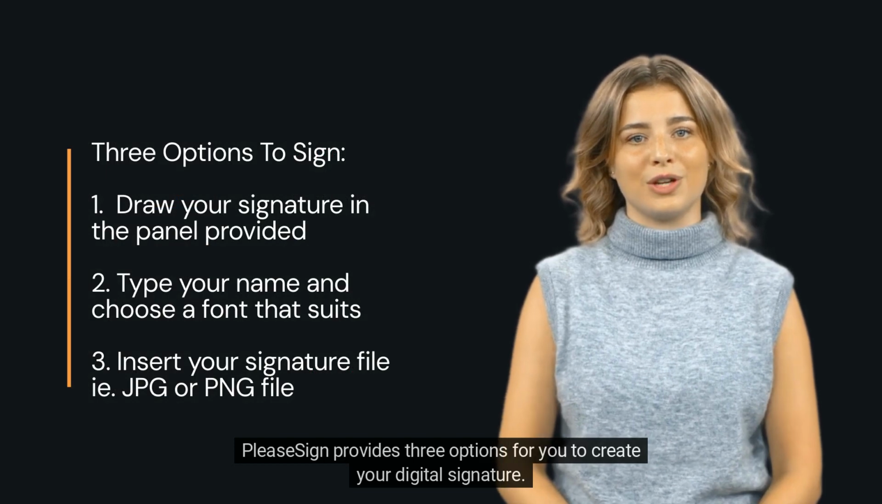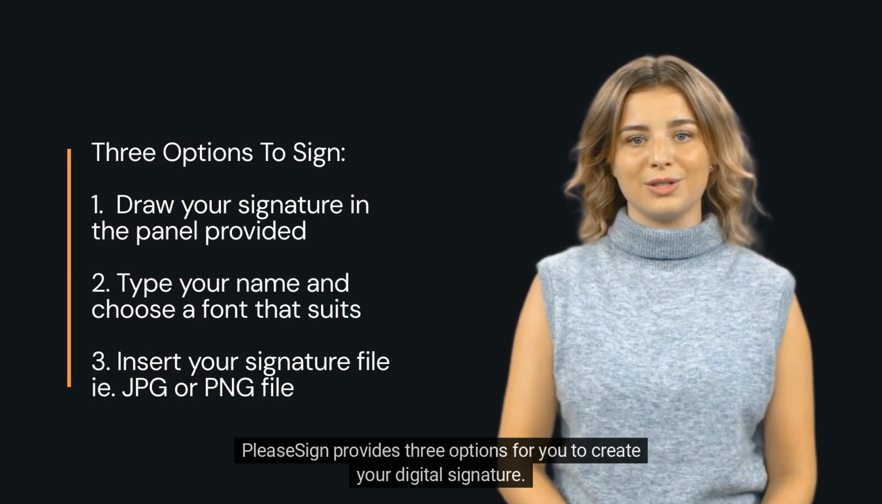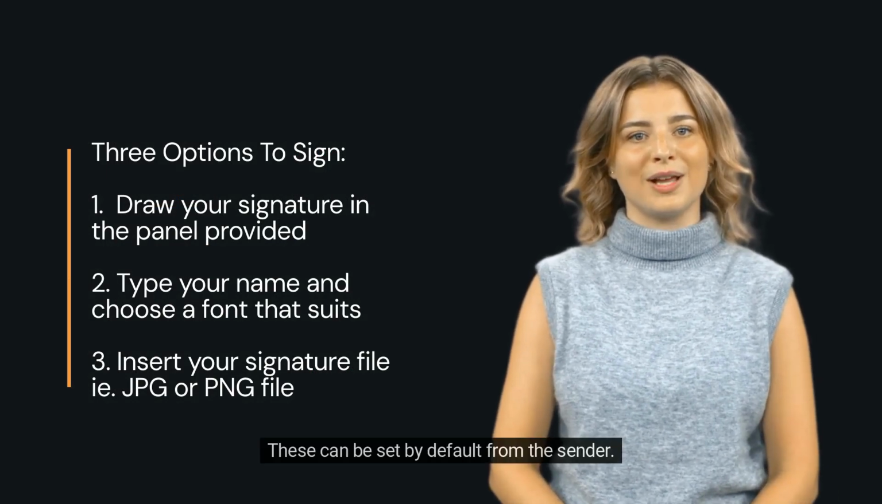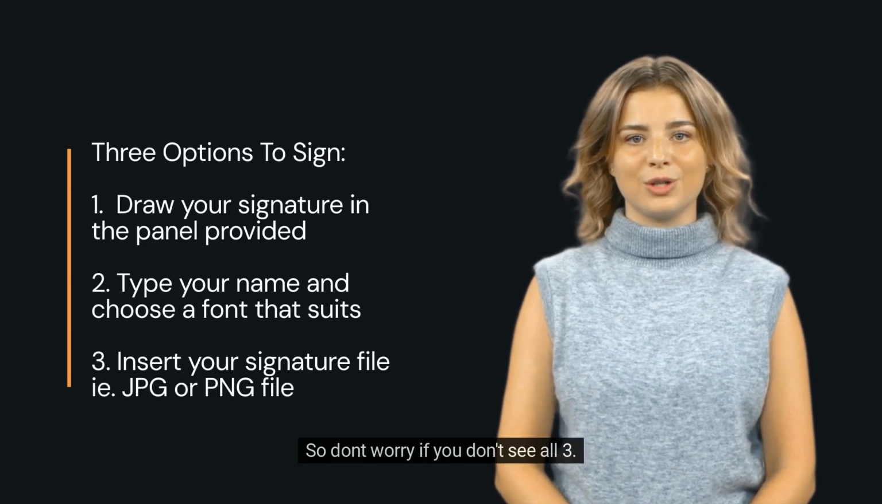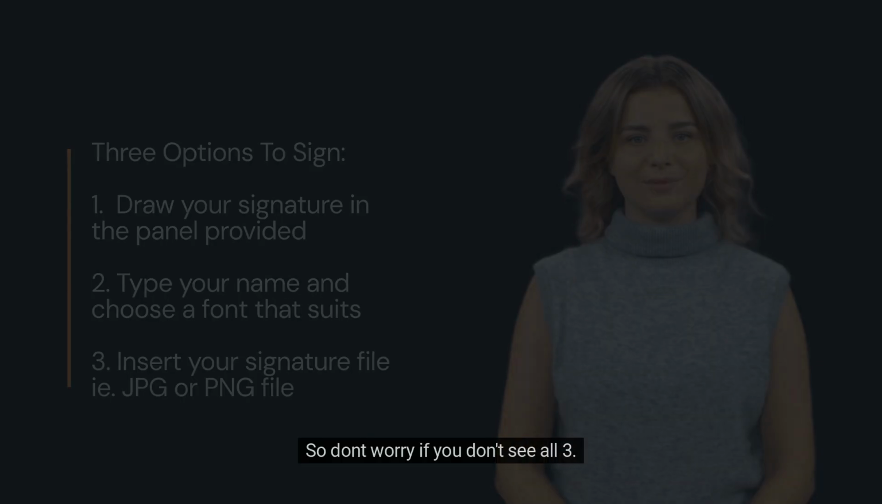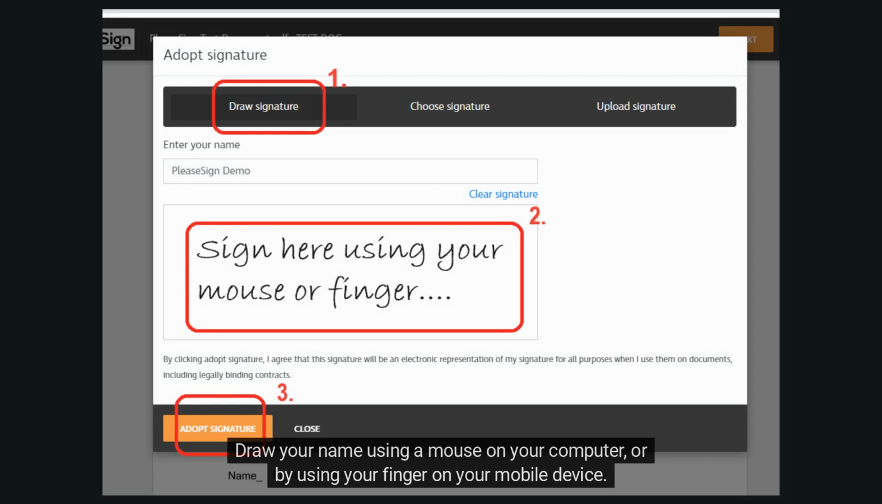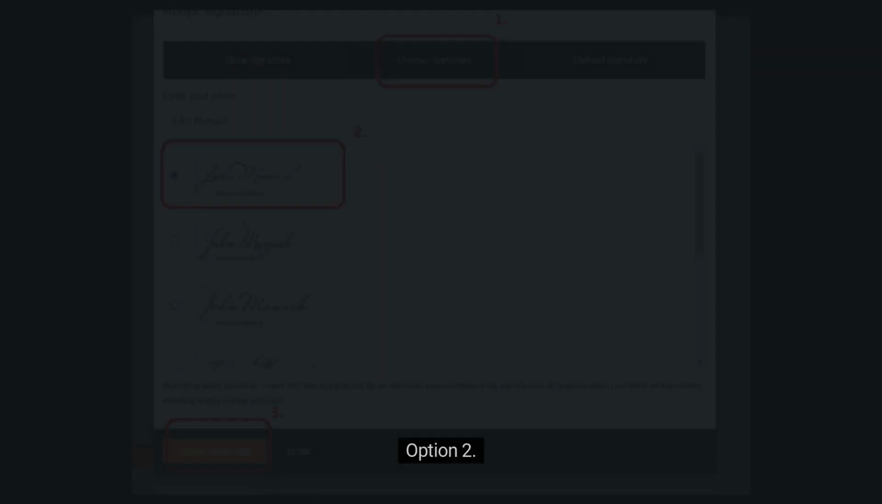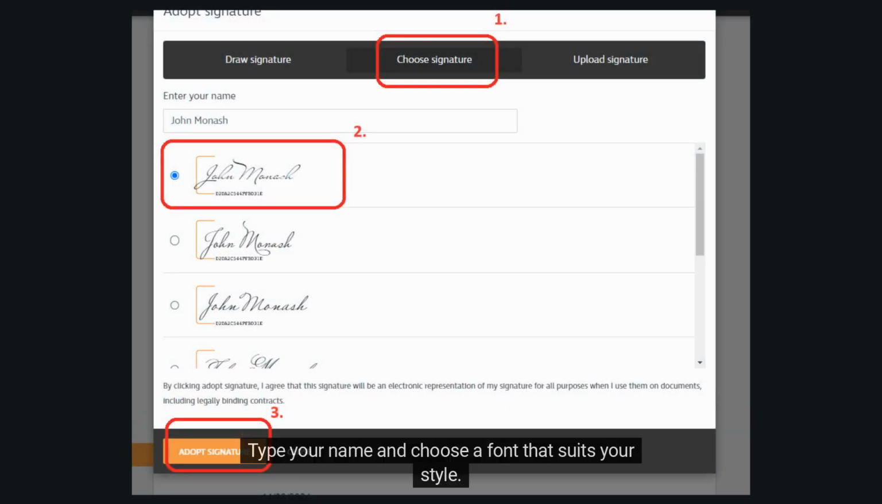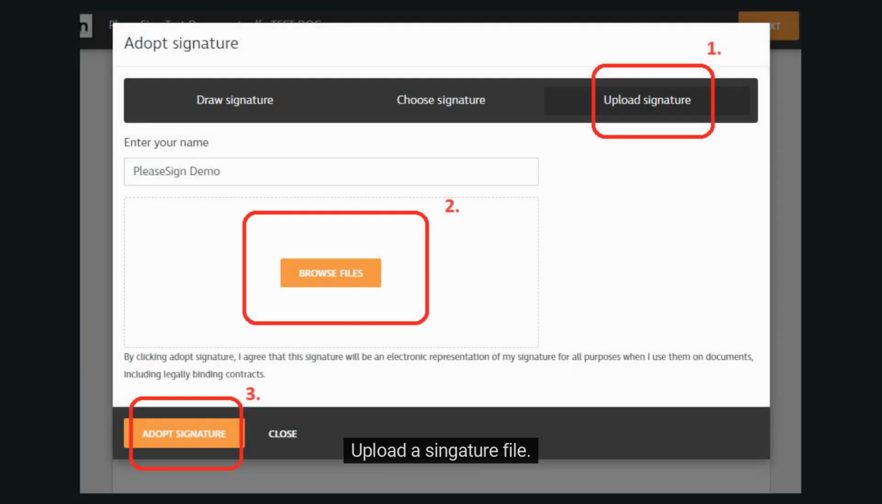PleaseSign provides 3 options for you to create your digital signature. These can be set by default from the sender, so don't worry if you don't see all 3. Option 1. Draw your name using a mouse on your computer, or by using your finger on your mobile device. Option 2. Type your name and choose a font that suits your style. Option 3. Upload a signature file. JPEG or PNG files work great.